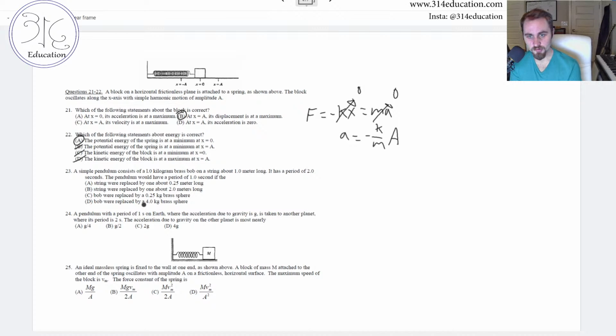23. A simple pendulum consists of a 1 kilogram brass bob on a string about 1 meter long. It has a period of 2 seconds. The pendulum would have a period of 1 second if the string were replaced by one a quarter of the length, or one twice the length, or if the bob were replaced by a mass a quarter of the size, or by one 4 times the size. So we expect, again, the frequency of this to be root g over L. So we can rule out C and D because we know the period of this is not going to depend on the mass of the bob. This is an important thing for pendulums.